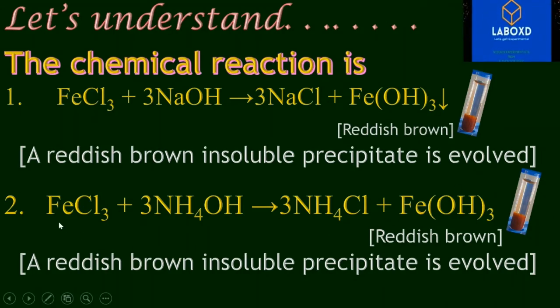In the second reaction, FeCl3, ferric chloride, plus 3NH4OH, ammonium hydroxide, reacts to give 3NH4Cl, ammonium chloride, plus Fe(OH)3, ferric hydroxide. It is a reddish-brown insoluble precipitate.